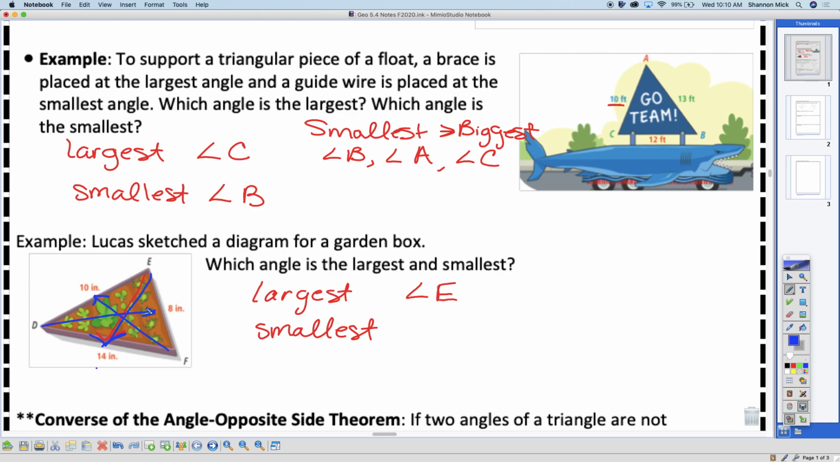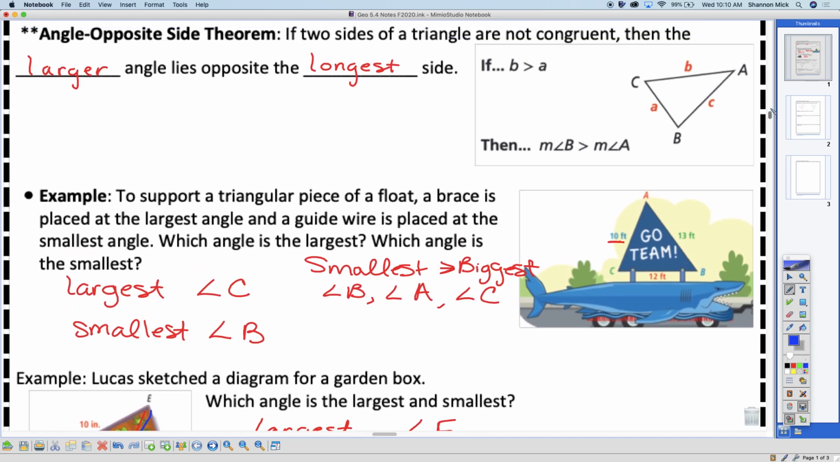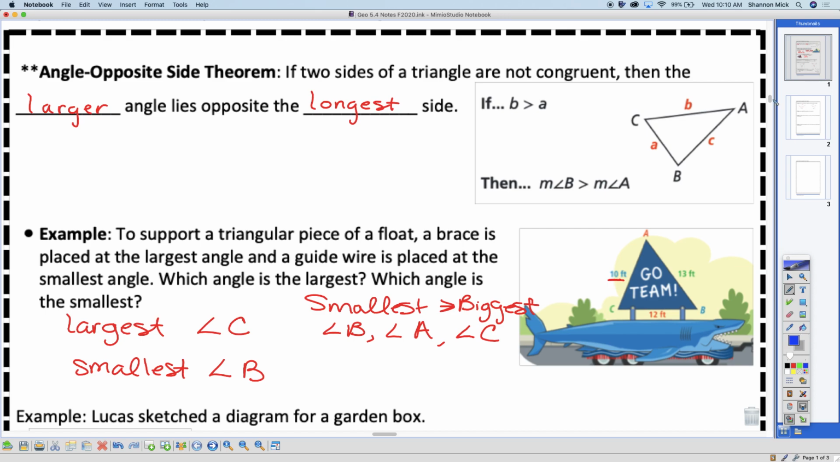Do it. Well, look at your very top picture. Try a pen. Yeah, do it in pen. Or look at the very top picture. See that? Angle A, side A. Everyone see this? Angle A, side A. Angle B, side B. They're always opposite. Always.